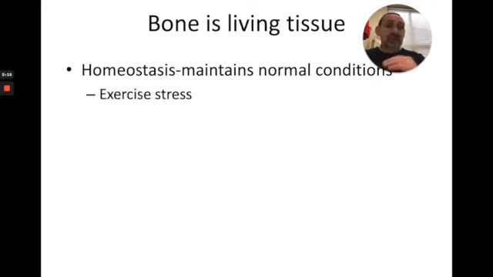Also, bone adjusts to stress. So the more exercise you do, especially weight-bearing exercise, the stronger and thicker your bones can become. So to help avoid osteoporosis, weight-bearing exercise can be significant. That's all then about bone structures and functions.